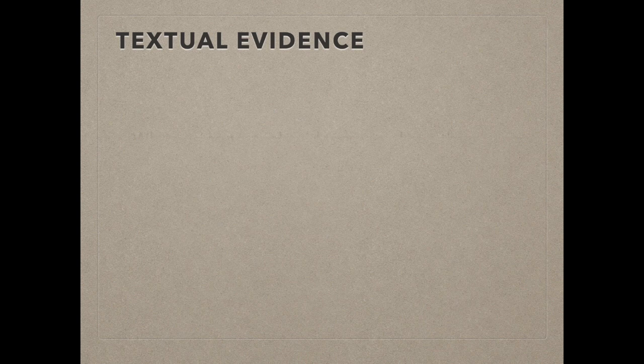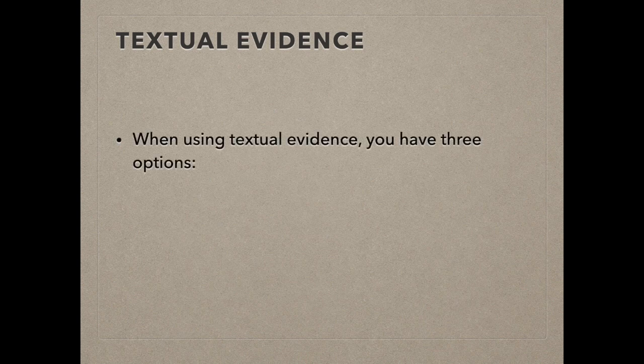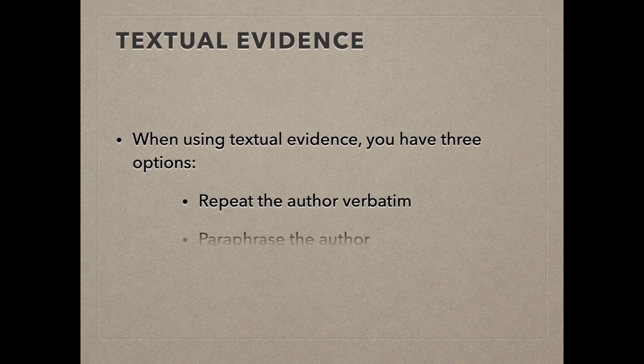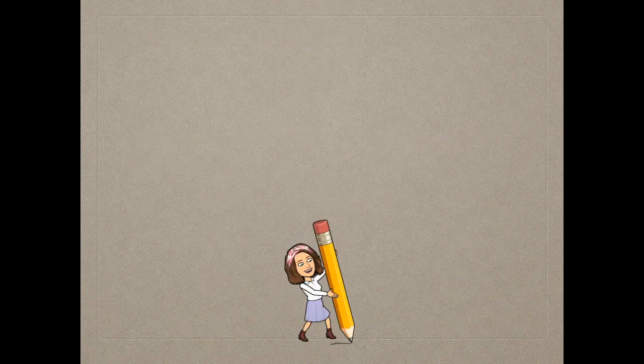So in regards to textual evidence, you have three different options when using it in your work. You could repeat the author verbatim. That means word for word, you repeat exactly what the original person said, the original expert. The other option is you could paraphrase the author. You can kind of say about what they said. And the last one is you can summarize the author. And then I'll talk about each one of those separately.